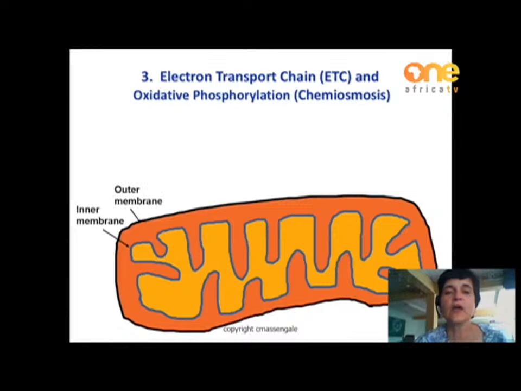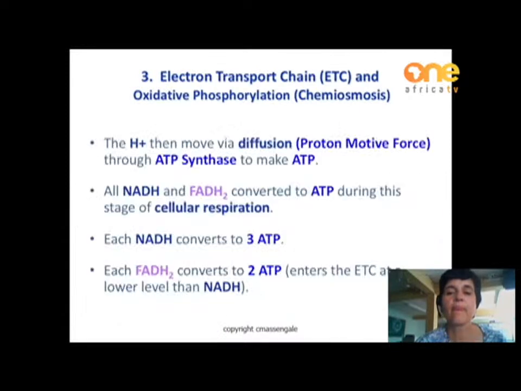There you can see what we are talking about: all the different spaces of the mitochondria. The hydrogens now move via diffusion through ATP synthase to make ATP. All the NADH and FADH2 convert to ATP during this stage of cellular respiration.